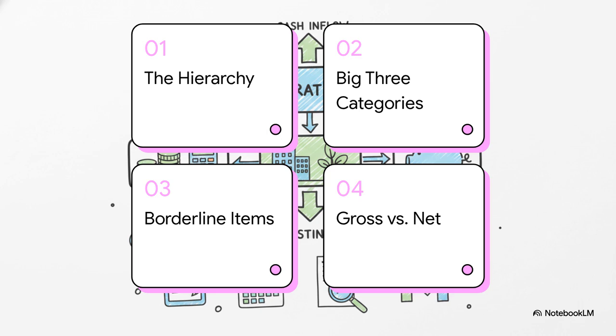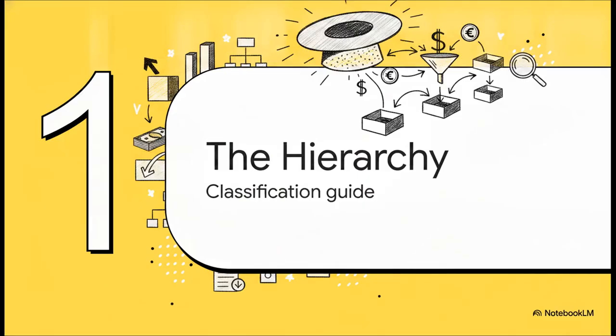So here's our roadmap for this explainer. We'll start with the classification hierarchy, look at the big three categories, navigate those borderline items, and then wrap up with gross versus net presentation. Let's kick things off with Section 1, the classification hierarchy.